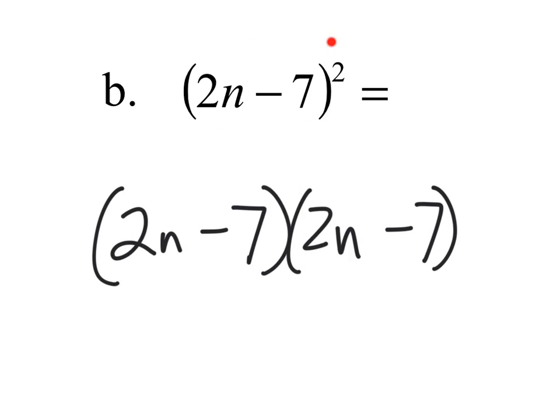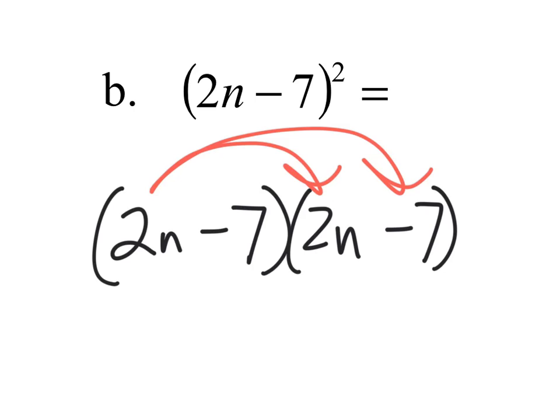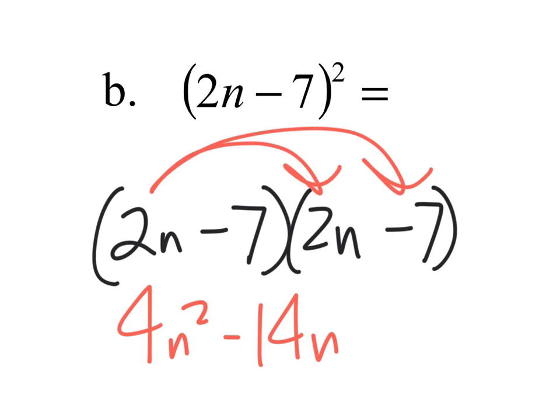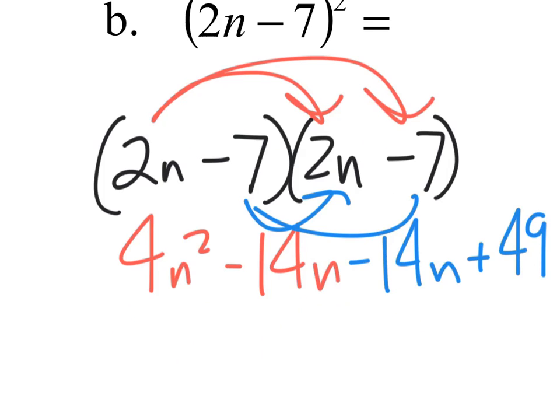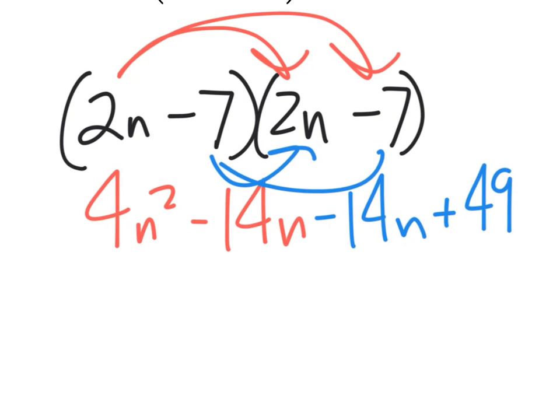It's 2n minus 7 squared, so we're going to be multiplying it by itself. And again, we're going to be foiling. 2n times 2n is going to give us 4n squared. 2n times negative 7 is going to give us negative 14n. And then likewise, negative 7 times positive 2n is going to give us negative 14n. And then finally, negative 7 times negative 7 is what? Well, I know a negative times a negative is always a positive. So again, that's going to give us, this time, positive 49.